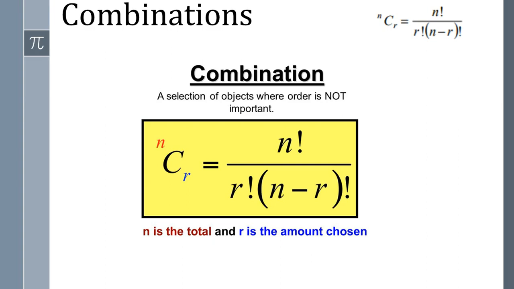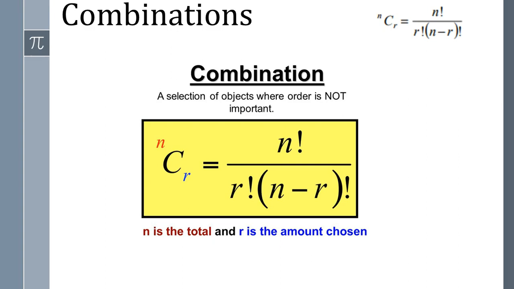So order is not important. It doesn't matter who's in the first spot, the second spot, the third spot. It's just, as a combination, how many combinations could there be? n up there in the corner is the total. So if we're selecting from 9 people, that would be a 9, and r is the amount chosen. If we're selecting 3 people from a group of 10, n would be 10, r would be 3.